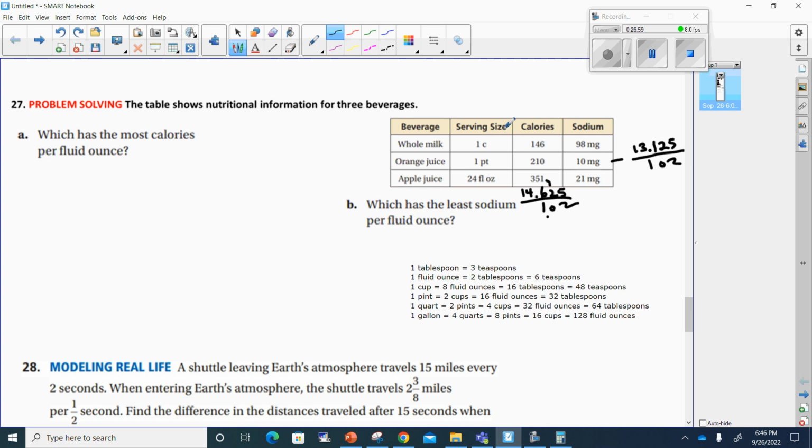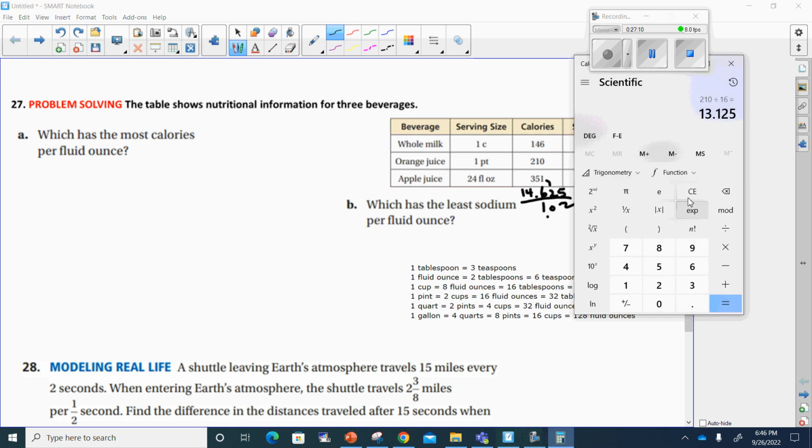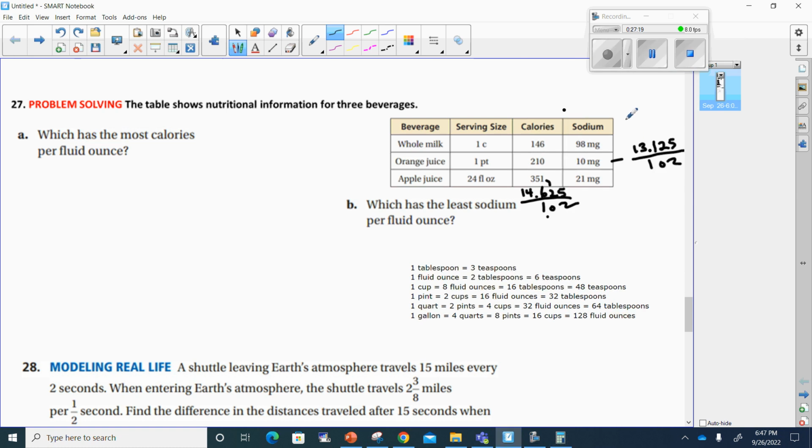And I'm going to try the top one here. How many ounces are in a cup? It says there are 8 fluid ounces in a cup. So I have to take this and divide it by 8. So I'll take 146 divided by 8. That's going to give me 18.25 for every ounce.